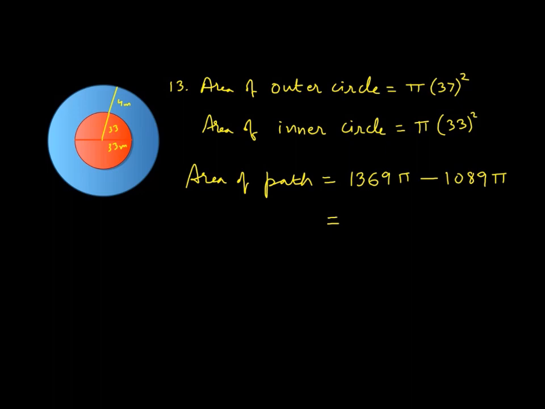We can subtract these two, 1369 minus 1089, this makes 280 pi. Now this 280 is a multiple of 7, so now I will put the value of pi as 22 over 7. This 7 will cancel out this 280, so you will get the area of path as 880 square meter.